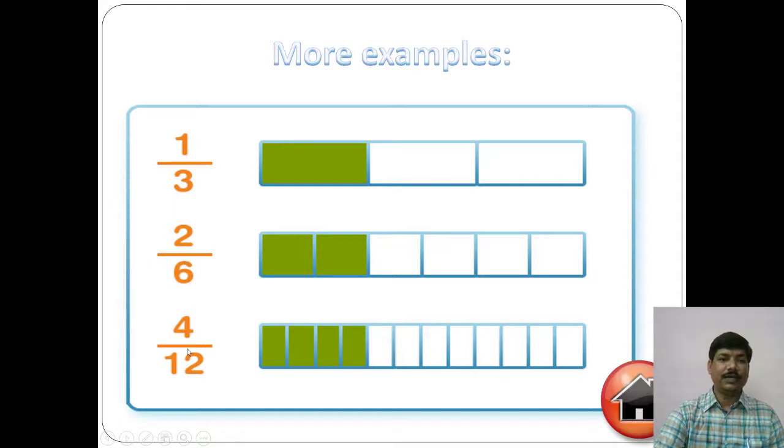So the fractions look different: 1 upon 3, 2 upon 6, 4 upon 12. They are looking different. But in the picture, they are the same rectangle and the colored portion is the same. It means the colored portion taken from the whole rectangle is the same. It means they have the same colored value. So these fractions are an example of equivalent fractions.